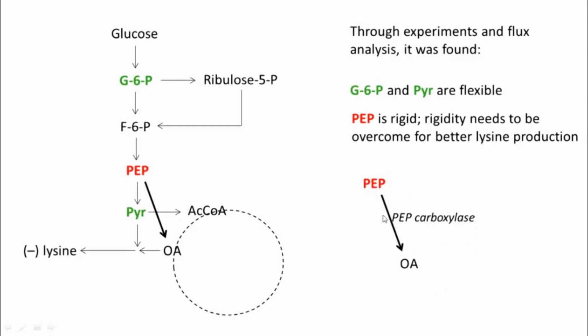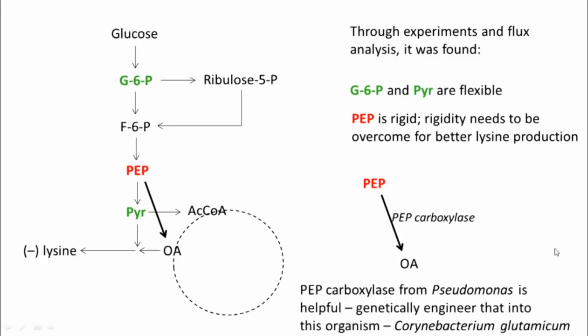This is the PEP carboxylase enzyme that is doing this. PEP carboxylase from the regular organism leads to a rigid node, whereas PEP carboxylase, the enzyme from Pseudomonas, is helpful to break the rigidity. Therefore, the approach was to take the Pseudomonas PEP carboxylase and express it in Corynebacterium glutamicum, and that has helped to decrease the rigidity of this node and thereby increase the production of lysine by about threefold.